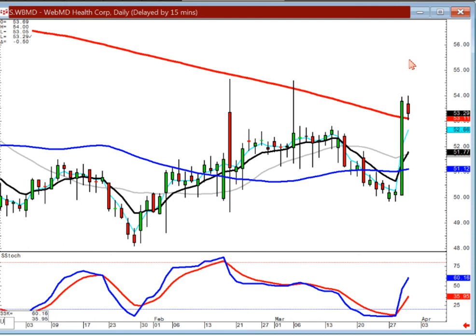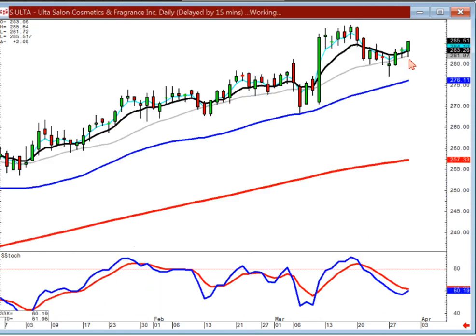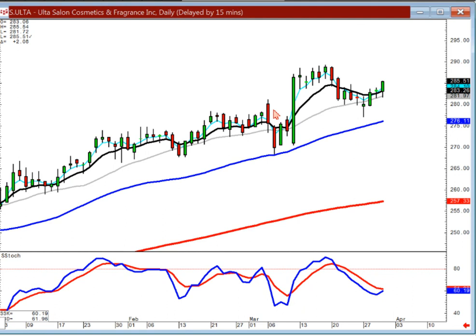And Alta, very slow uptrend, not a big percentage mover. This is more of an institutional trader.